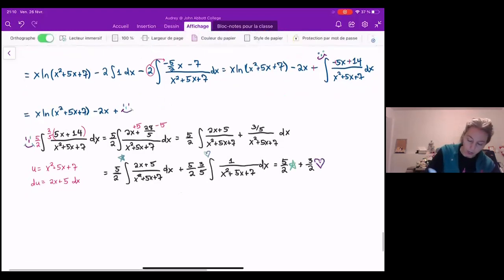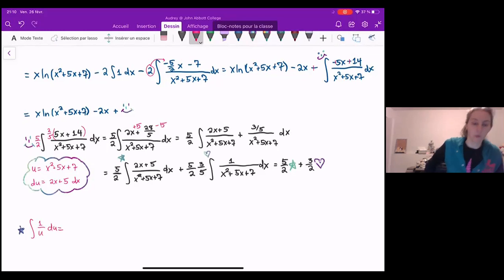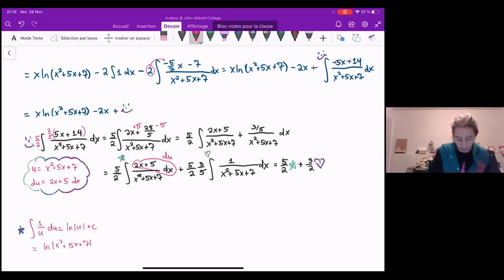And that way I won't accidentally forget to bring a constant back. So let's do star down here. And I'm leaving a little bit of space so that I can write my answer for smiley face when we're done. So star, we're using this substitution that we had right here. And we can see that this turns into the integral of 1 over u du. That 2x plus 5 was my derivative, so that 2x plus 5 dx, that's my du. So I have 1 over u du, which gives me the natural log of u plus c. So we get that this is natural log of x squared plus 5x plus 7 plus c.